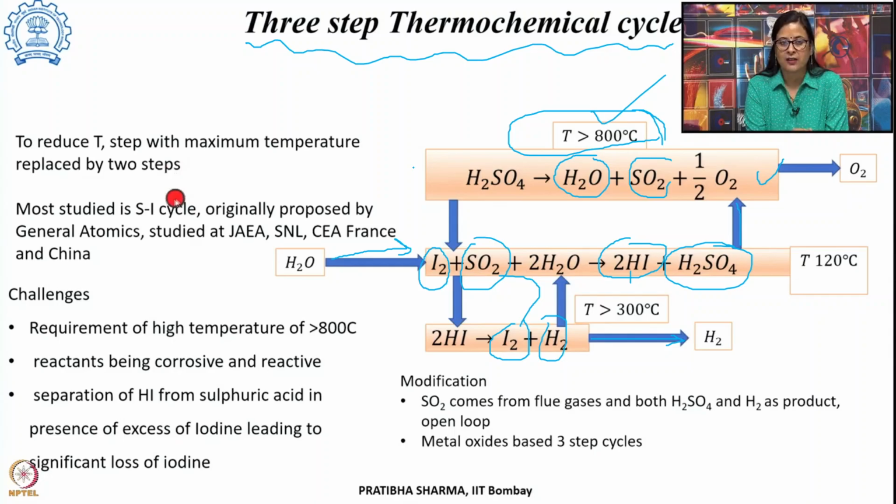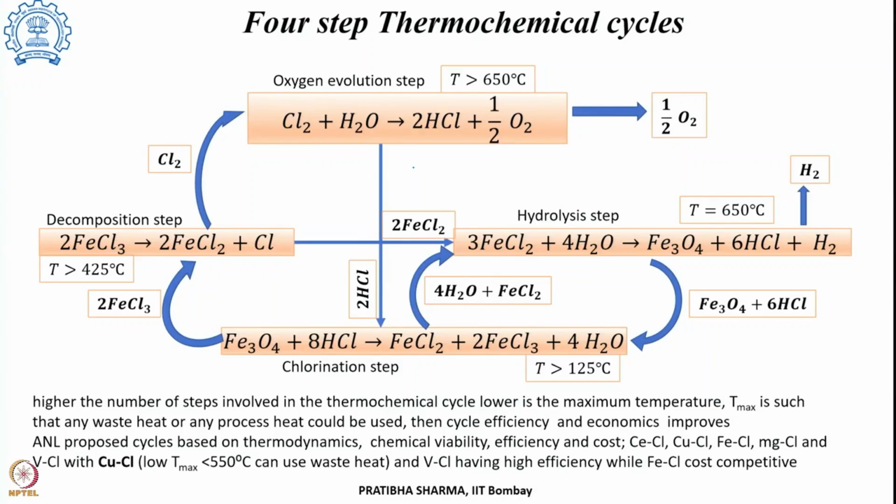But we want to reduce this temperature further. How will we reduce it? Four-step thermochemical cycle. Okay, with this four-step thermochemical cycle you can reduce the temperature in this process. By using chlorine and iron, you can reduce the temperature up to 650 degrees centigrade. But using copper and chlorine, the temperature can reduce up to 550 degrees centigrade. Okay, these are the four-step reaction processes.